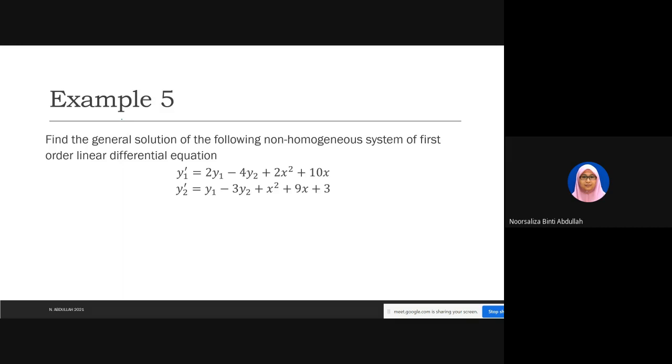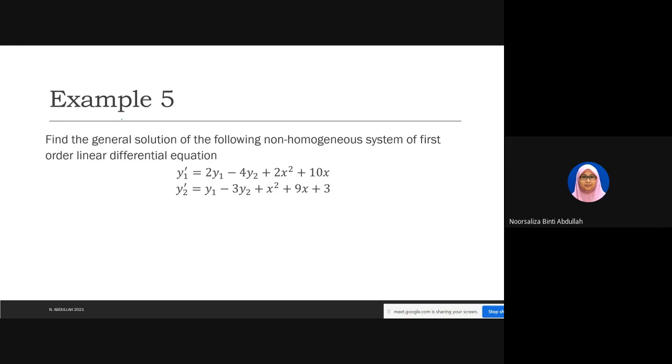Okay, cuba tengok example 5. So example 5, metodnya sama juga macam example sebelum ni. So find the general solutions. Okay, this one dia tak bagi initial condition. Then you can finish your equation up to sampai nilai C1, C2, you tak payah ganti. You tak payah cari nilai constant C1 dan C2.